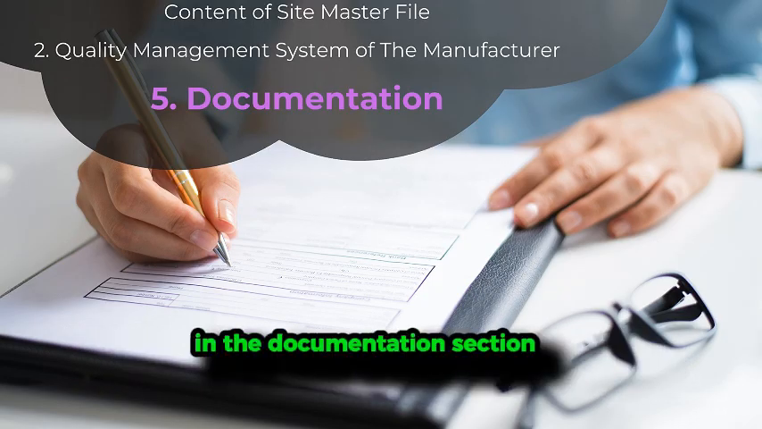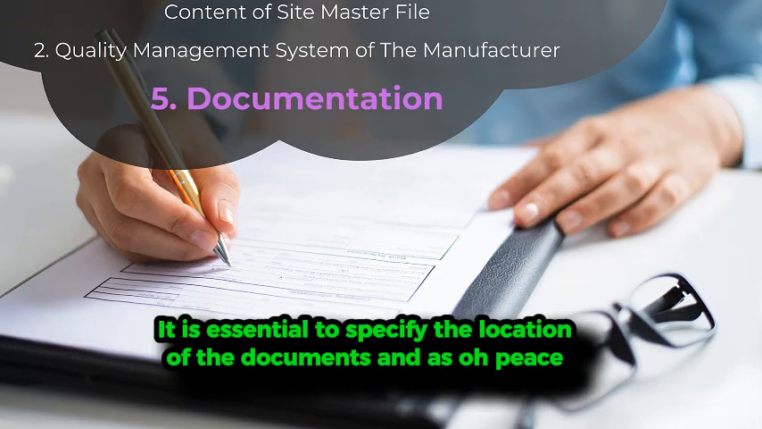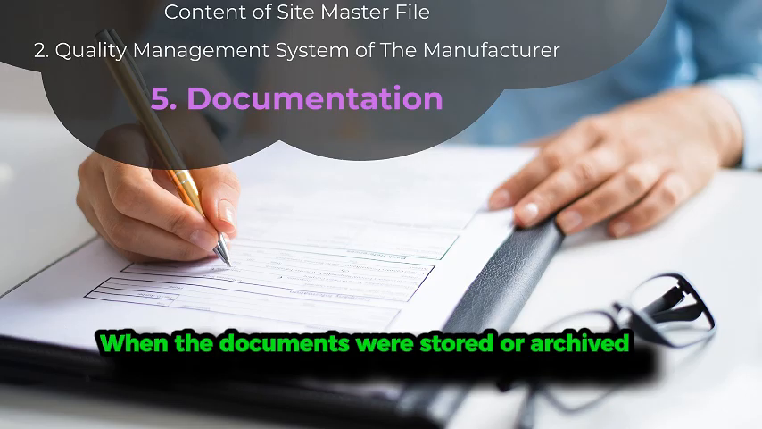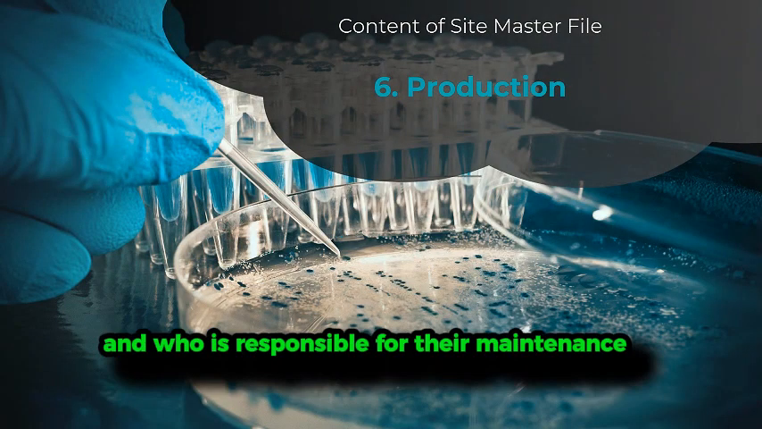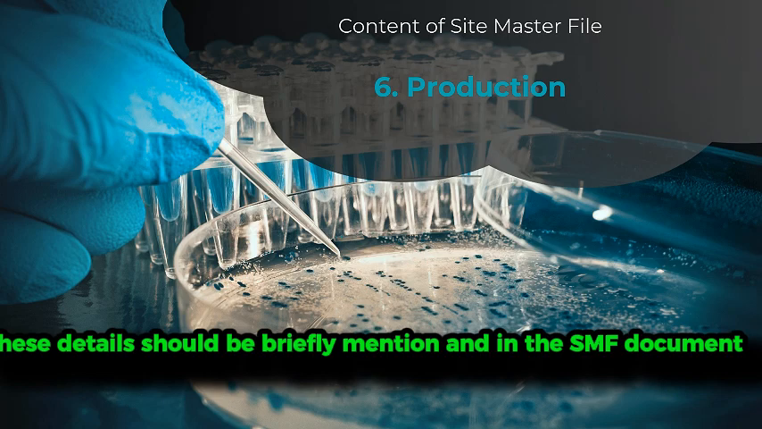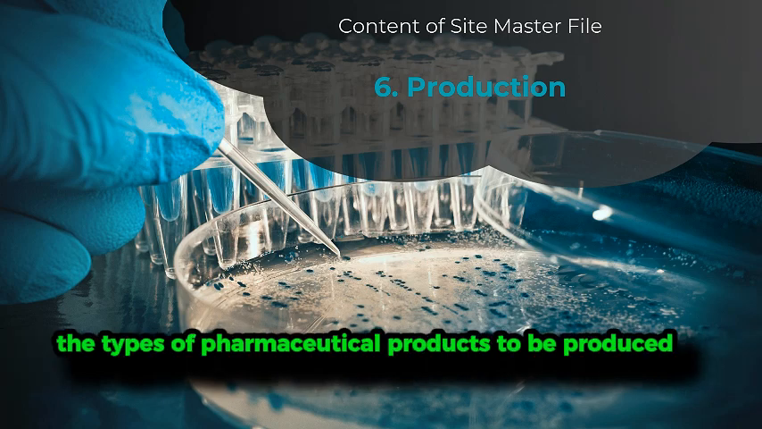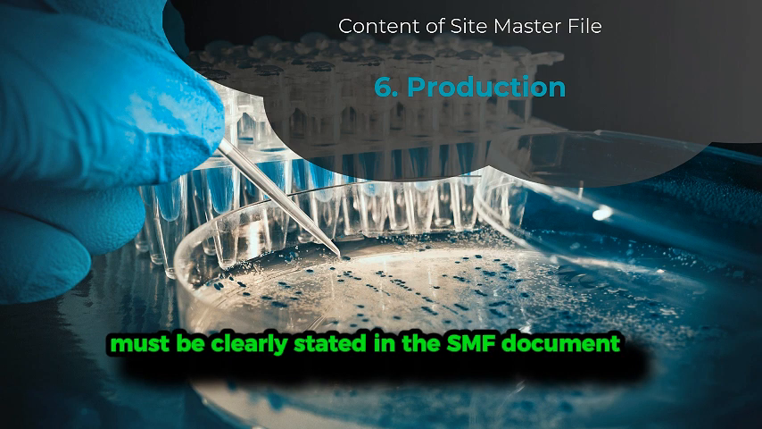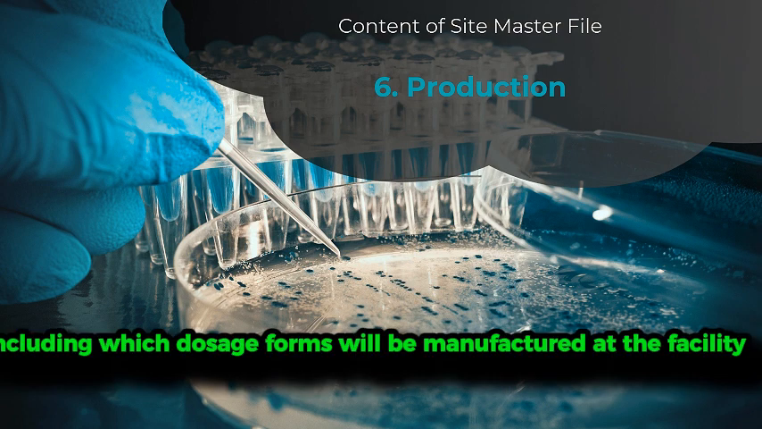In the documentation section, it is essential to specify the location of the documents and SOPs, when the documents are stored or archived, and who is responsible for their maintenance. These details should be briefly mentioned in the SMF document. The types of pharmaceutical products to be produced must be clearly stated in the SMF document, including which dosage forms will be manufactured at the facility.